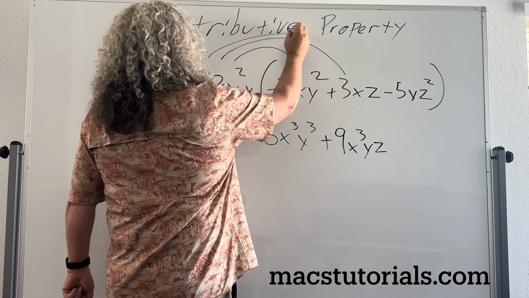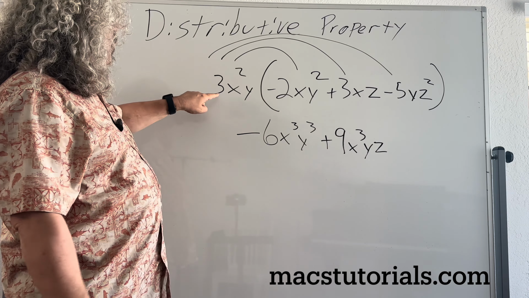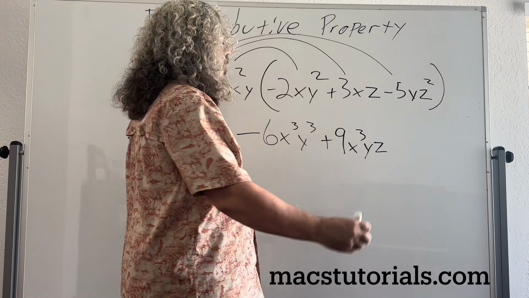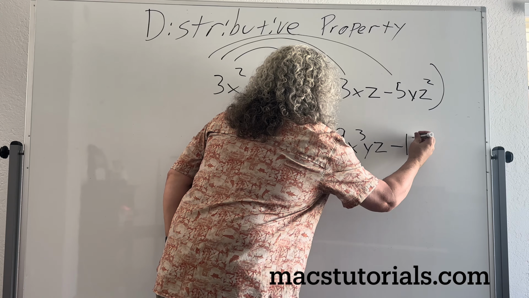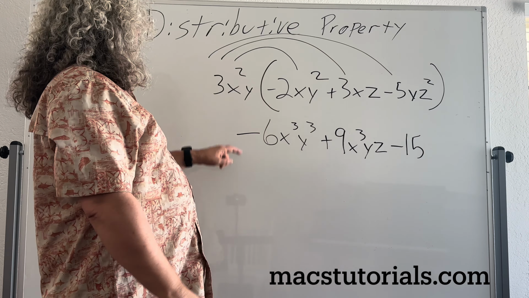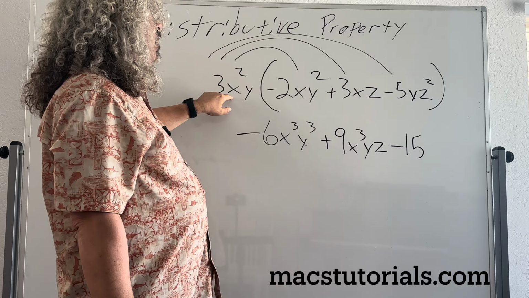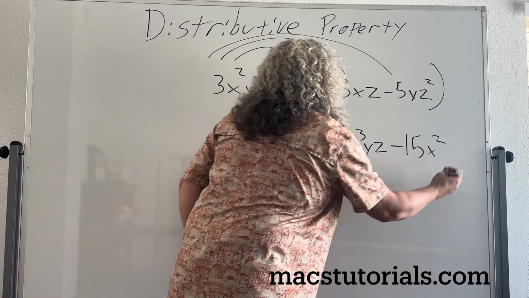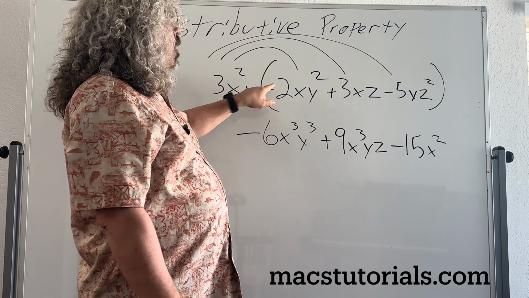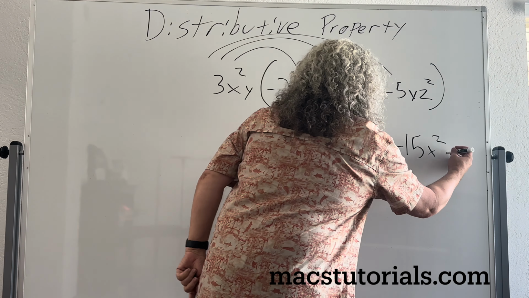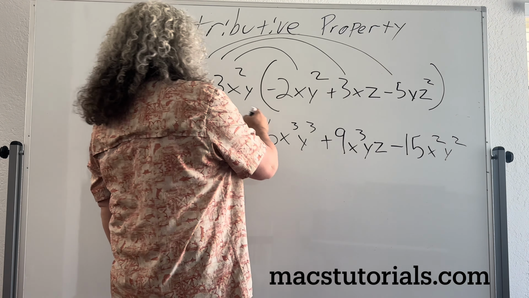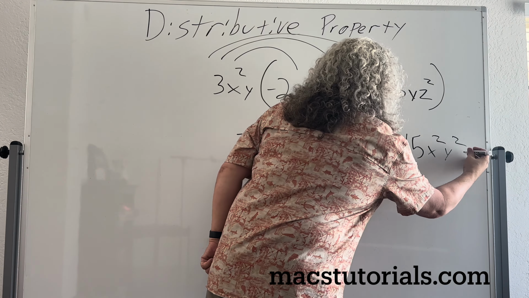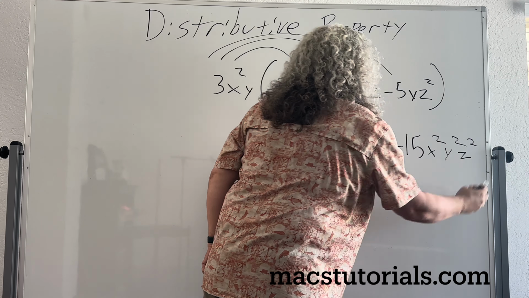Now I'm going to do the last one over here. That's going to be a positive 3 times a negative 5, which is a negative 15. Okay, I have 2 x's here, x squared. And well, I don't have any x's there, so that's just going to be an x squared. Okay. So here I've got 1y, here I've got 1y, so that's going to be a y squared. And I don't have any z's, but I do have 2 z's there, z squared.